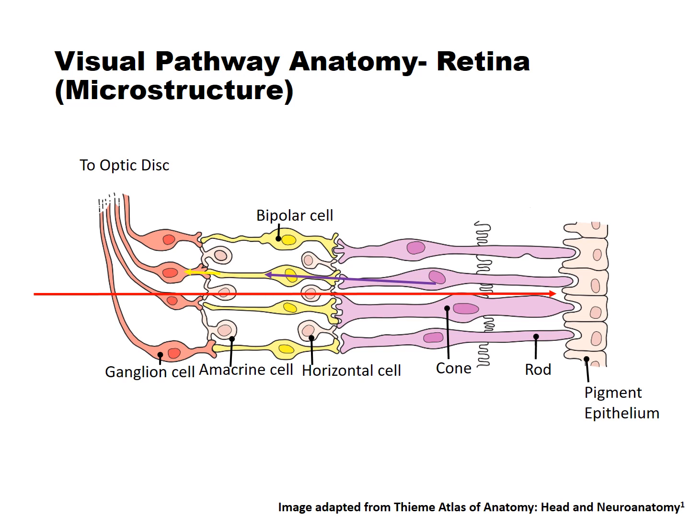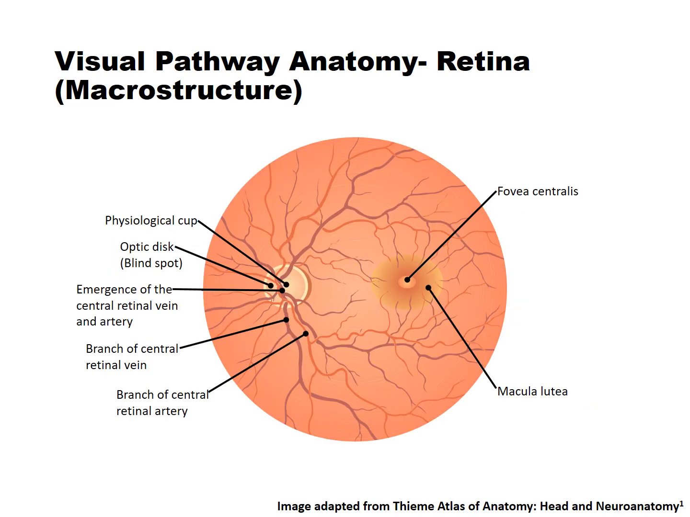Ganglion cell axons travel in the most superficial layer of the retina towards the optic disc. This illustration shows the entire retina, including the macula lutea and fovea centralis, which are specialized for high visual acuity in the central visual field. All ganglion cell axons of the retina travel towards the optic disc where they group together to leave the posterior aspect of the eye as the optic nerve.